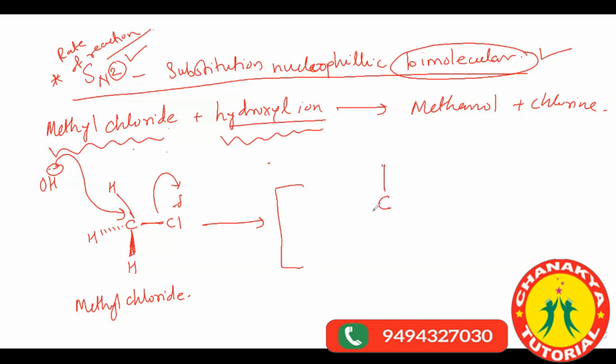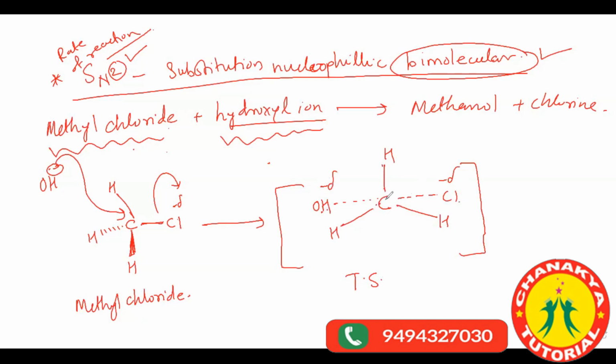Where it will become on the plane of paper, means you have to show it with a plane line. No solid wedge, no dotted structure, correct? But then dotted lines you have to show for what? Your incoming OH group and your outgoing Cl group, right? And this is a transition state, right? This is a minus delta. This is also minus delta. This bond making, C-OH or C-O bond making, and C-Cl bond breaking would take place simultaneously.